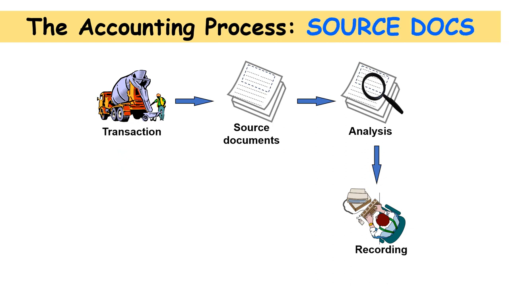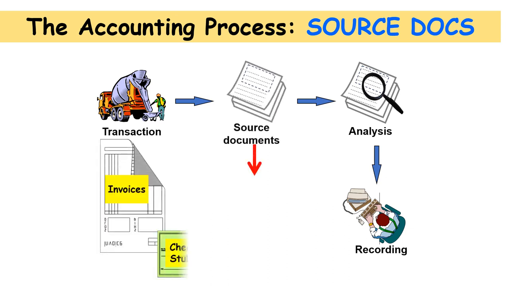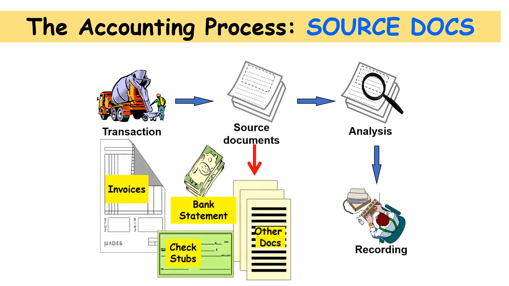Now let's look at the source documents. Remember that every transaction must produce a source document. So when you bought something from Walmart, Walmart gave you a slip or a receipt. Now that is a source document for you. Similarly, invoices, bank statements, check stubs, and other contractual documentation can all be source documents that will show that a transaction has occurred.